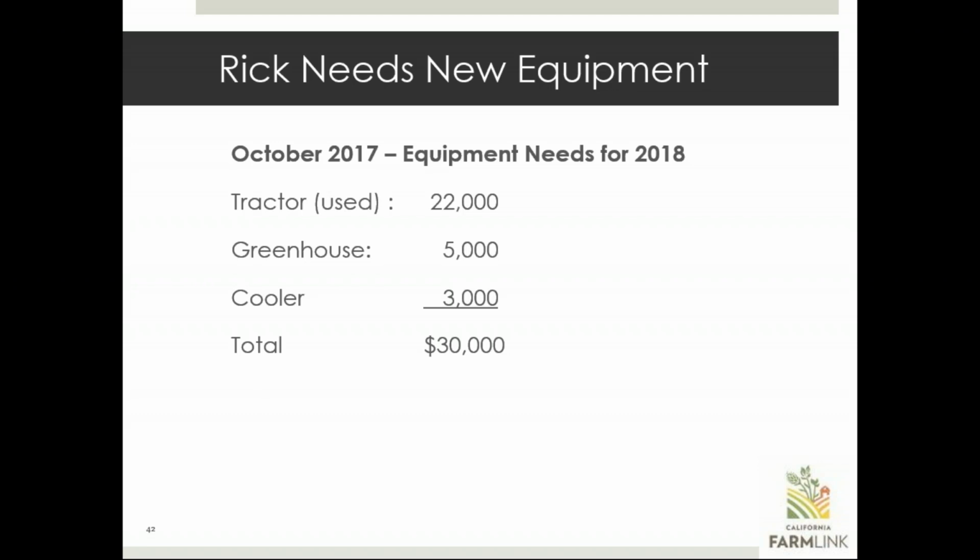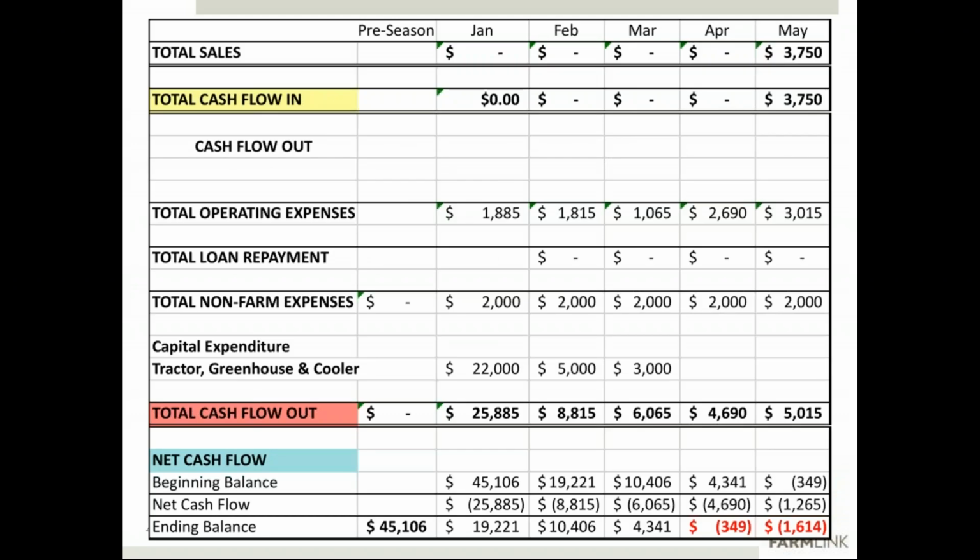And you go to the next slide, you can see the cash flow projections there for January through May, where about 2/3 of the way down, there's a section for capital expenditures. So he has tractor, greenhouse, and cooler there. You'll see that those expenses are happening over the course of 3 months.